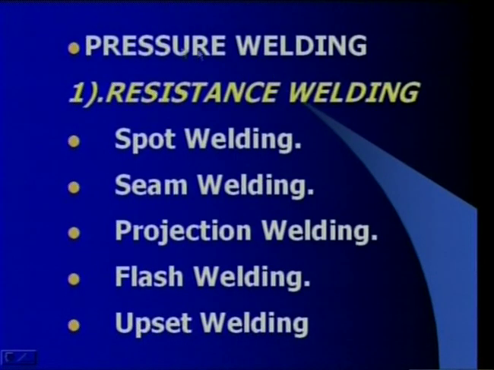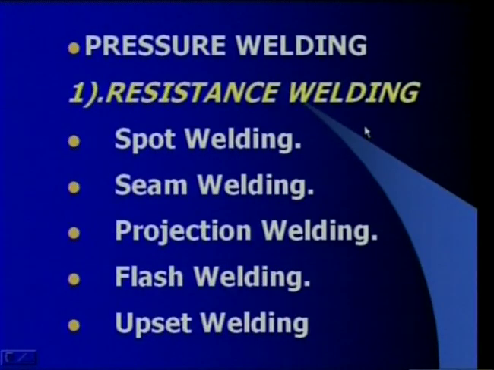Next, pressure welding. Here is another type of welding called pressure welding, in which the materials to be welded are put together, allowed to melt, and joined together by applying pressure. That type of welding is called pressure welding. They are broadly classified under resistance welding. That means two pieces are welded by applying pressure.